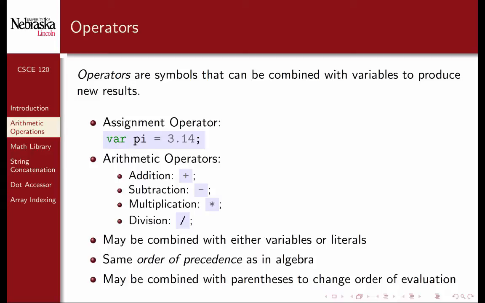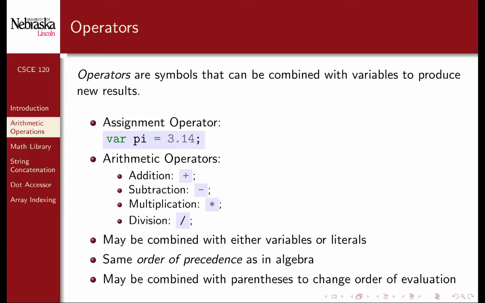We also have arithmetic operators: addition, subtraction, multiplication, and division, using the plus and minus symbols for addition and subtraction. For multiplication, we use the asterisk, and for division, we use the slash. These operators can be combined with either variables or literals to produce new results. They also have the same order of precedence as in algebra, with multiplication and division being evaluated first, and addition and subtraction being evaluated second. You can also combine expressions with parentheses to change this order of evaluation.